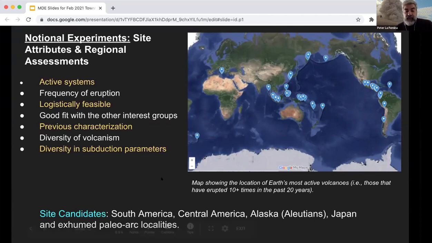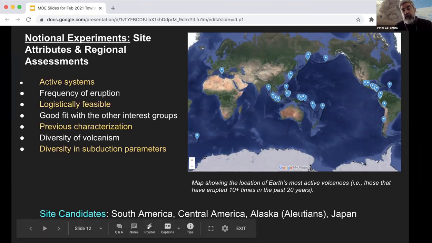So some of the places that we've come up with are shown on this map here, but South America, Central America, Alaska, Japan, and regions that have exhumed paleo-arc are what we're looking at. And with that, I will pass it off to our next group.